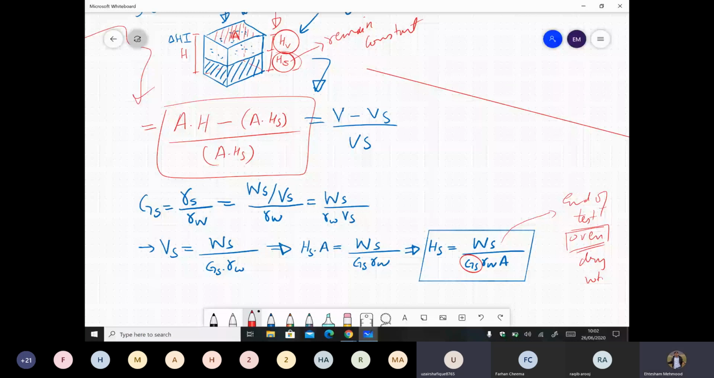Okay, we can use the specific gravity test, the pycnometer. So you can find it. And what is the value of gamma W?